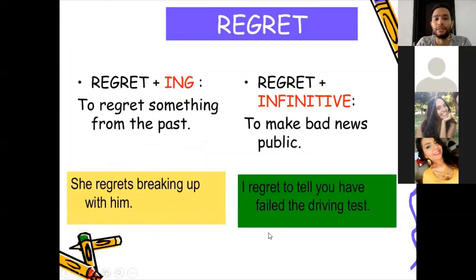That's the difference in forget. Regret, I already told you what this is about. With the ing form it also refers to something in the past, like regret doing something. She regrets breaking up with you, or with him. Ella lamenta haber roto o terminado la relación contigo, ¿cierto? Con él en ese caso. With infinitive it means to make bad news public, dar malas noticias. So, I regret to tell you you have failed the driving test. Lamento decirte que has perdido el driving test, right?